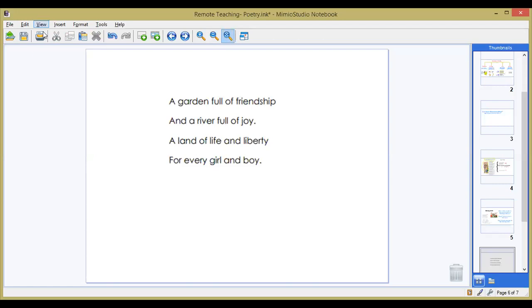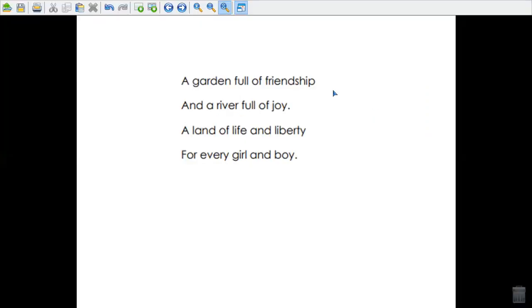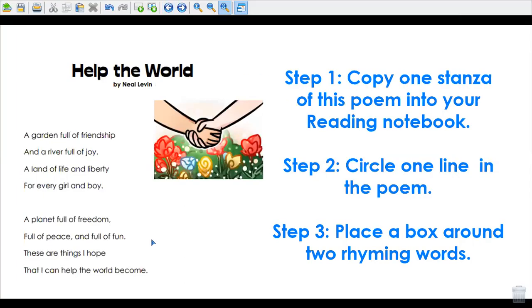All right, stanza number 1. A garden full of friendship and a river full of joy, a land of life and liberty for every girl and boy. Now, if you chose stanza 1 or stanza 2, you got it right. Good job. Then it says circle one line in the poem.